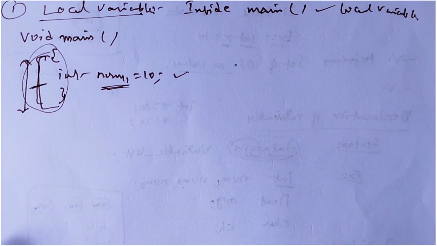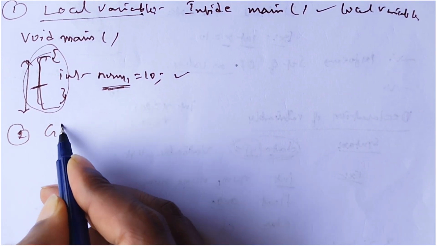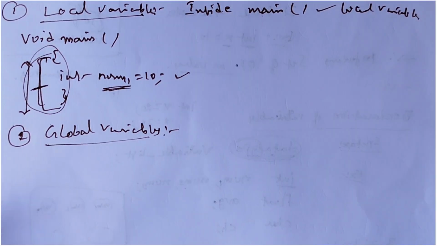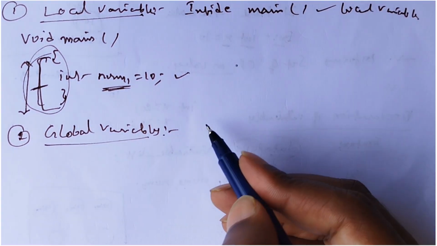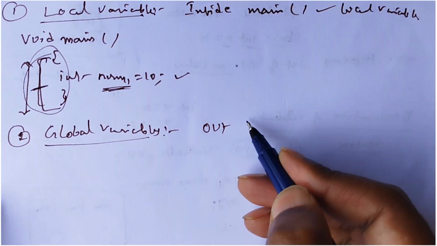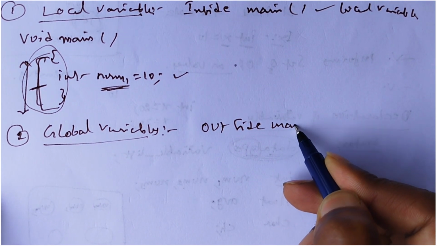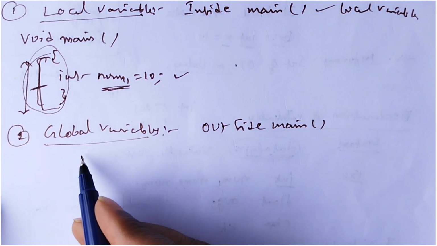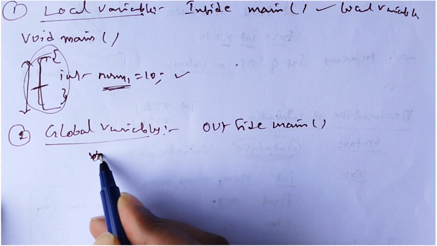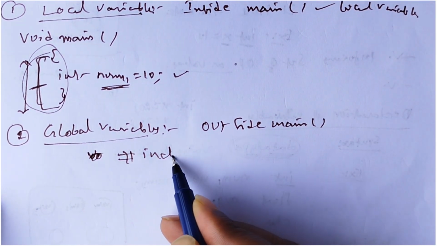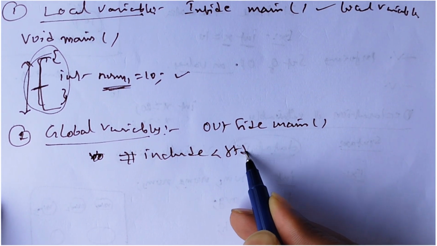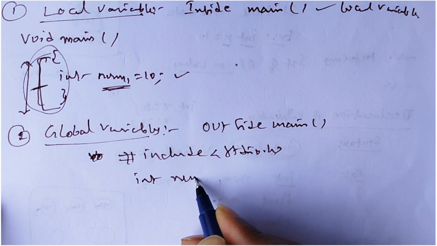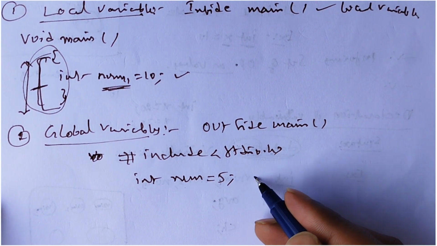The second type is global variables. What is the meaning of global variables? These are variables declared outside the main function. Those are all called global variables. For example, after #include stdio.h, if you declare int num equals 5, this is also correct.